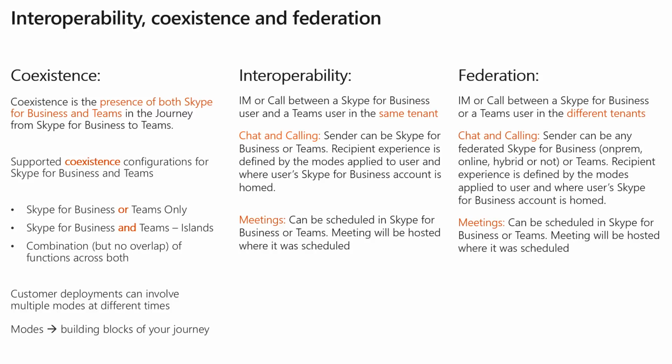Federation, by definition, is chatting or calling between a Skype for Business or a Teams user and a Teams user, but they are in different tenants. That's a key distinction between interoperability and federation. Federation encompasses chat and calling as well as meetings, but the same rule still applies, which we discussed earlier. Meetings that are scheduled in Skype are joined with Skype for Business clients. Meetings scheduled with Teams are joined with Teams clients.